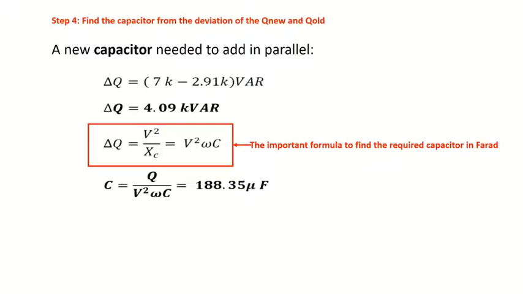Finally, using this equation, you substitute all the values that you got, and you will get the final answer for the new capacitor that you must put in parallel in order to improve the power factor to 0.96, which is 188.35 microfarad.